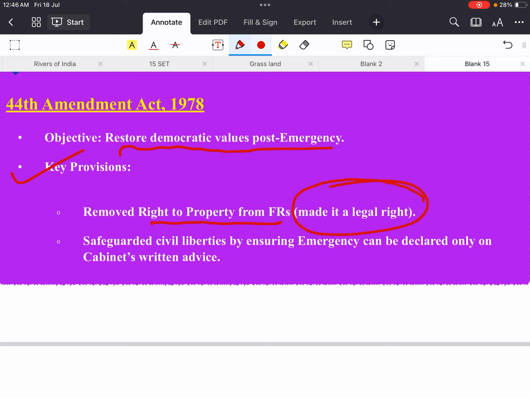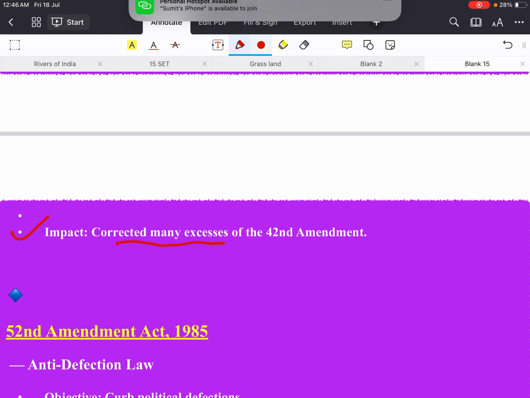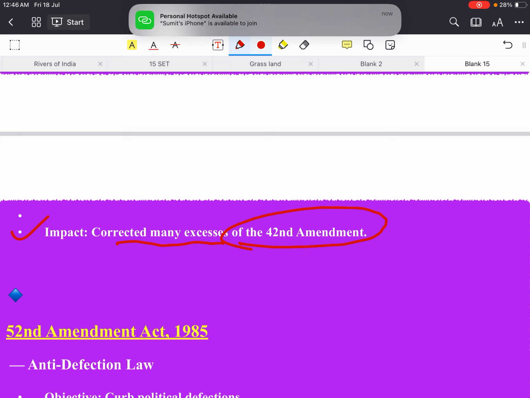Safeguard civil liberty by ensuring an Emergency can be declared only on the Cabinet's written advice. What was the impact? Corrected many excesses of the 42nd Constitutional Amendment Act.